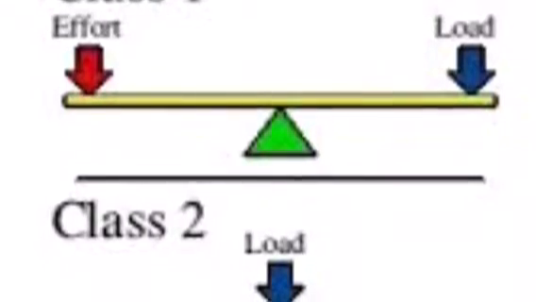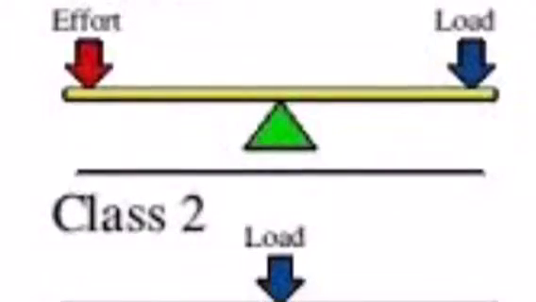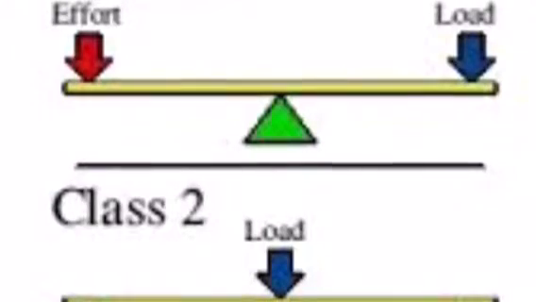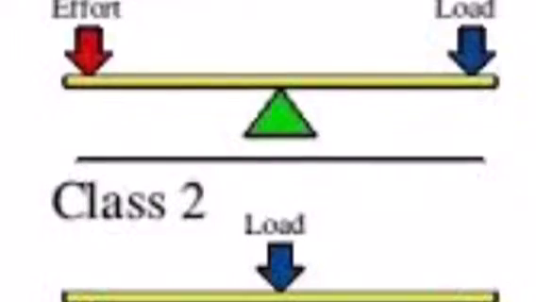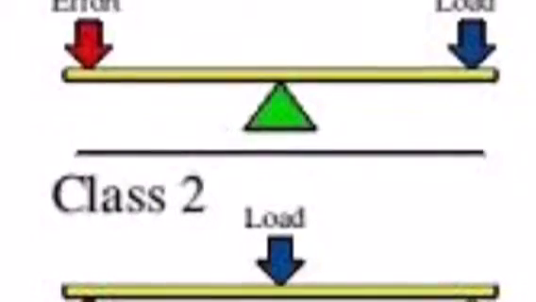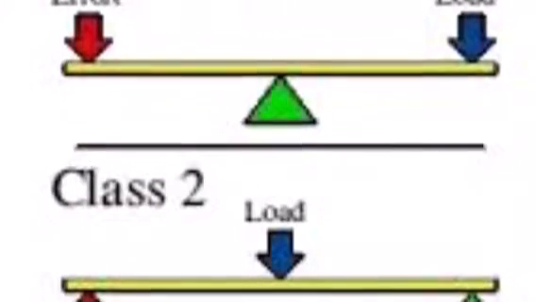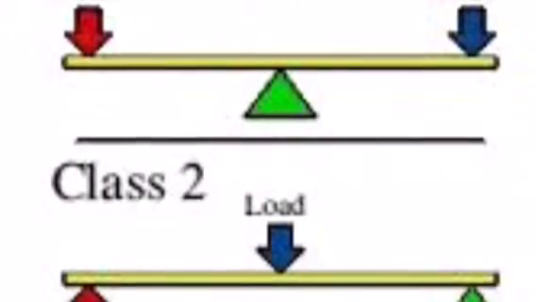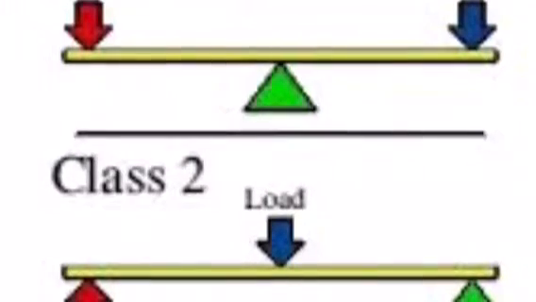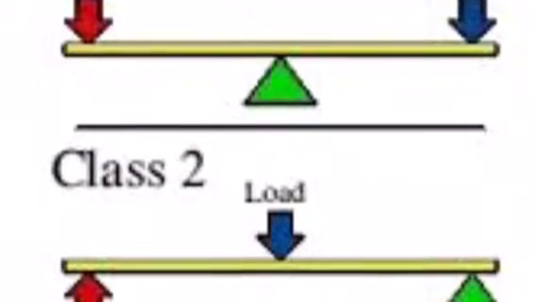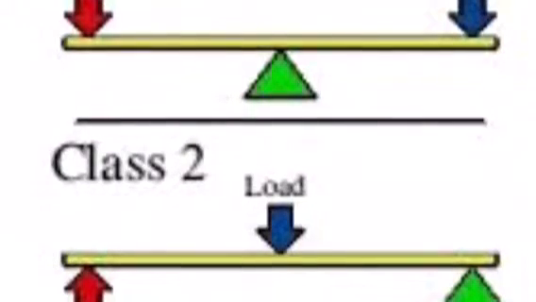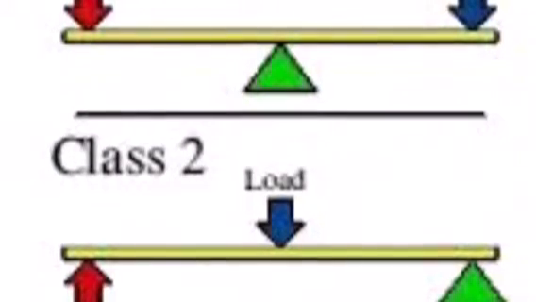A first class lever is when the fulcrum is in the middle, the effort is on one side, and the load is on another. Here are some examples of first class levers: a seesaw, scissors, opening a can of paint, a claw hammer, and pliers.